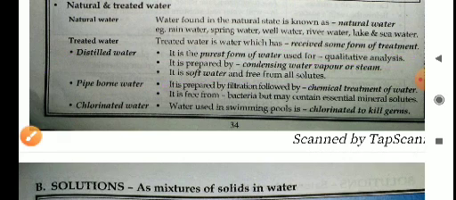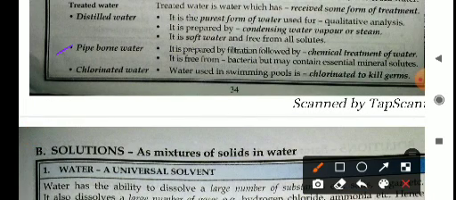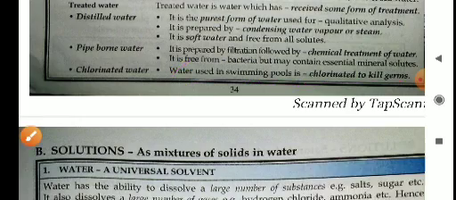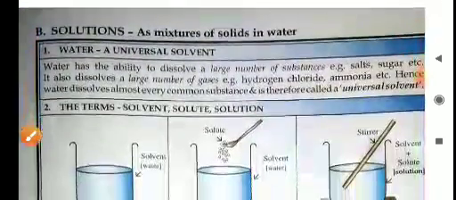the solutes. Okay. Then pipe-borne water. It is prepared by filtration followed by chemical treatment of water, and it is free from bacteria, but may contain essential mineral solutes. So that is pipe-borne water. And chlorinated water is water in which chlorine is present to disinfect microorganisms. Water in swimming pools is chlorinated to kill the germs. So we add a chlorine compound to kill the germs present in the water. That process is known as chlorination.